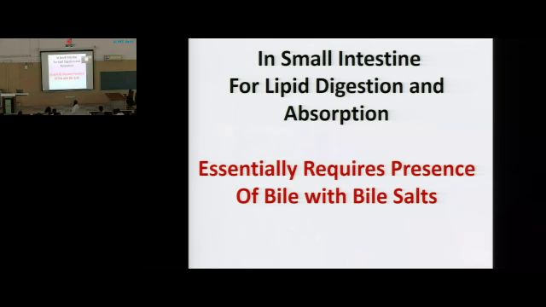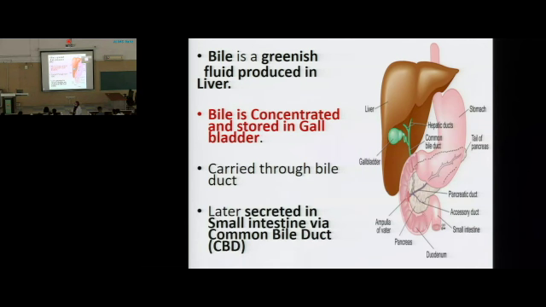Who are the emulsifying agents? Bile salt, present in bile, obtained from bile acid. Here you have to remember that lipid digestion requires the presence of bile in the small intestine. So what is bile? It is a greenish fluid which is produced in the liver, stored in the gallbladder, concentrated there, and then carried through the bile duct and common bile duct into the small intestine.